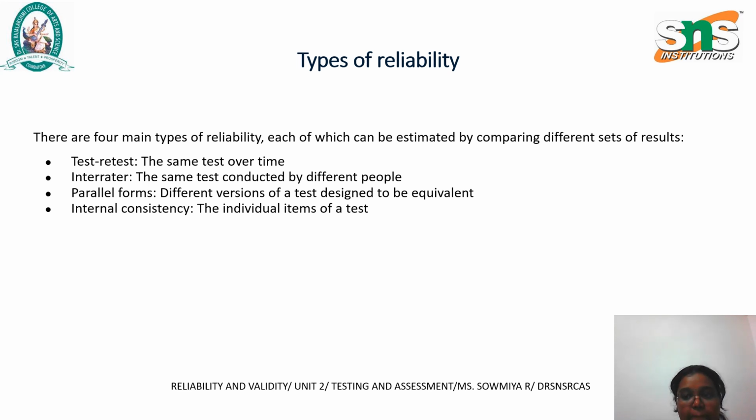Fourth is parallel form reliability. The definition: the degree to which two different forms of a test measure the same construct or concept. A researcher develops two alternate forms of a math test. The results show that students who take form A score similarly to students who take form B.